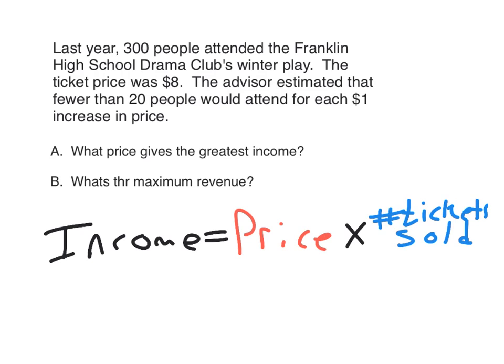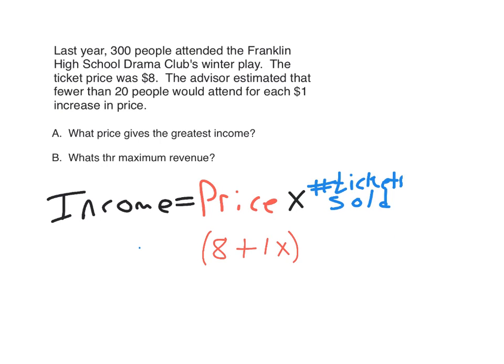So let's find an equation for the income. First, the price is a variable because they say right now it's set at $8, but it could go up $1, it could go down $1. So let's put that in algebraic notation. There's the price with some algebra. It started at $8, but we might increase it by $1 or $2 or $3. So that's where my variable x came from. x represents the number of times we increase the price by $1.